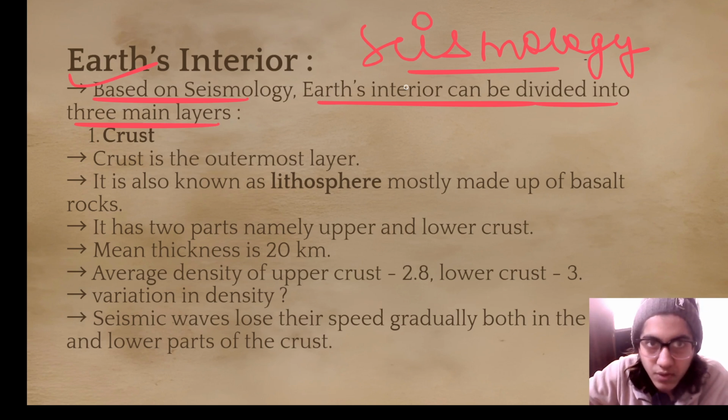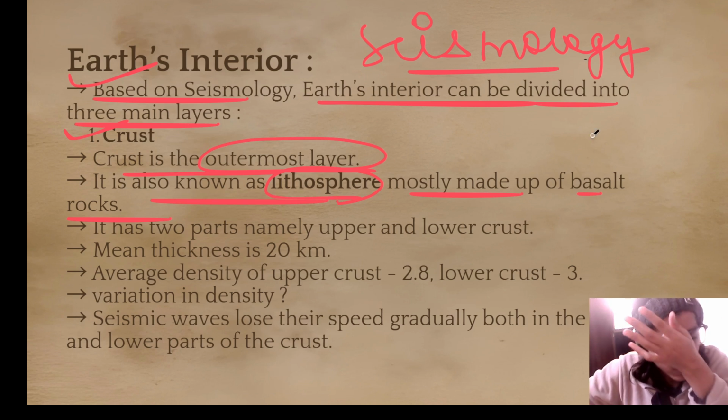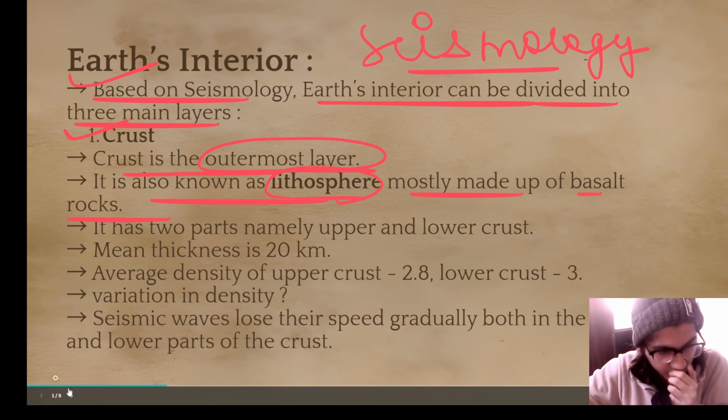I'm sure you have heard these terms before. Let's go a little bit deeper into these. The crust is the outermost layer. It is also known as lithosphere, mostly made up of basalt rocks. Firstly, let me give you a rough structure.